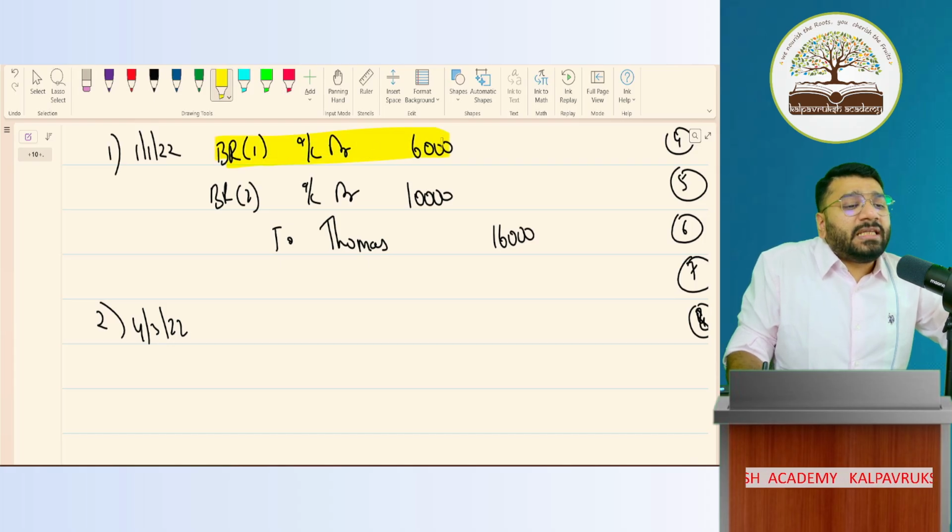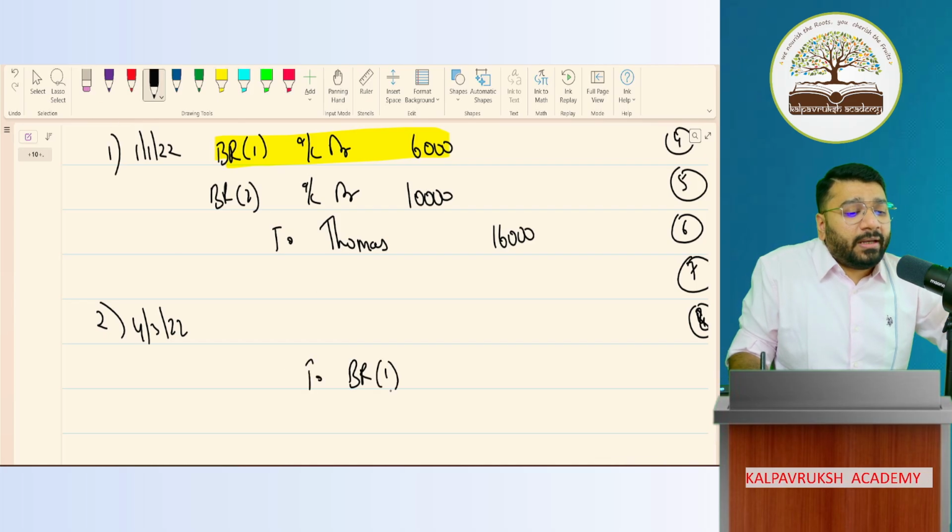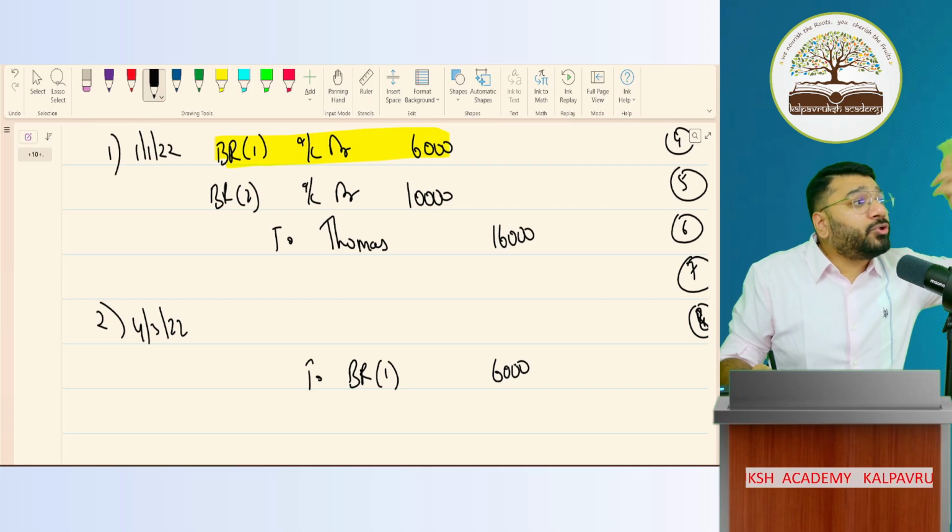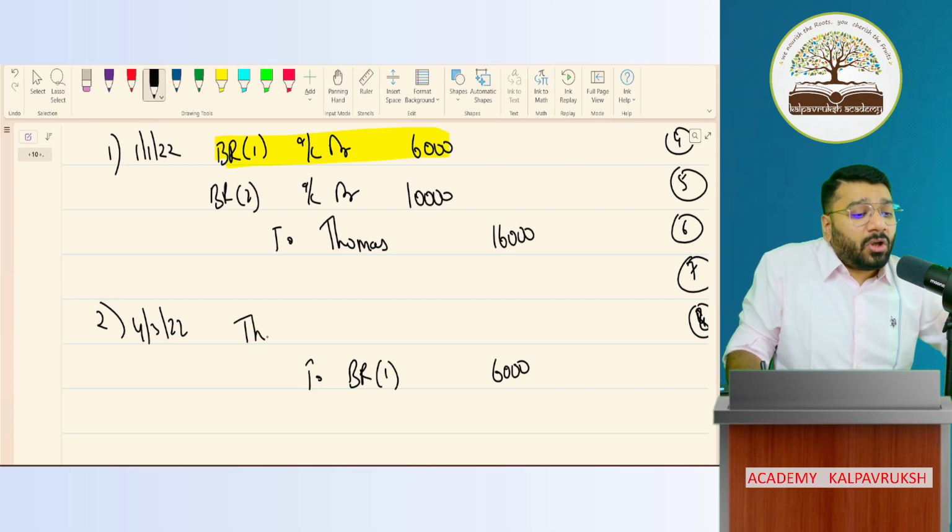Since it is losing its validity, we have to cancel BR1. To create BR1, you gave a debit. To cancel, credit. BR1 account, credit. How much? 6,000. Then recreate. Whom should you recreate? Thomas. So, Thomas account, debit 6,000. Got it, not got it?